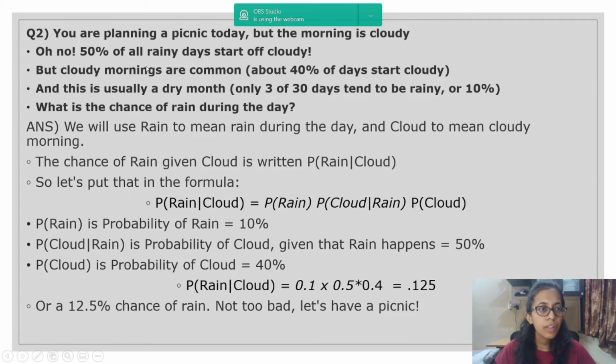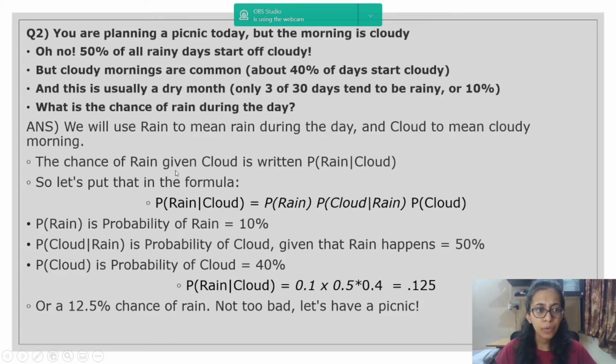Question 2. You are planning a picnic, but the morning is cloudy. 50% of all rainy days start off cloudy. But cloudy mornings are common. About 40% of days start cloudy. And this is a dry month, so only 3 of 30 days tend to be rainy. So basically 10%. Now what is the chance of it raining today?